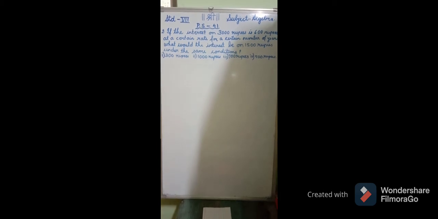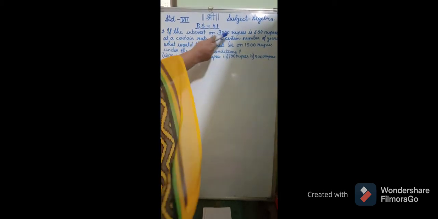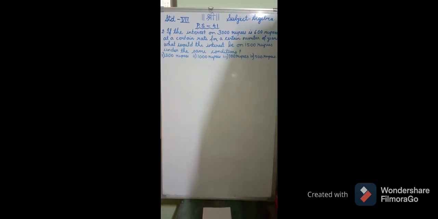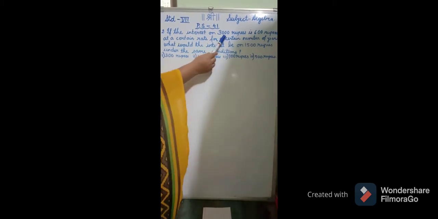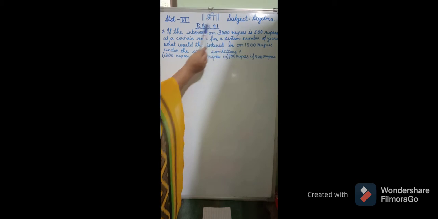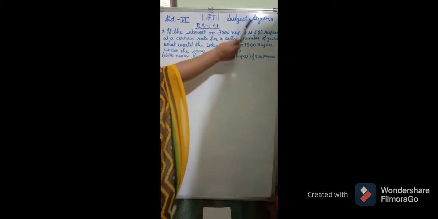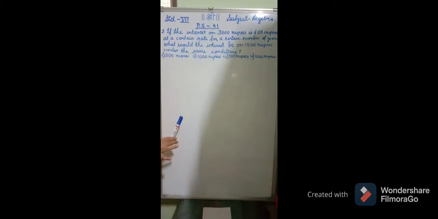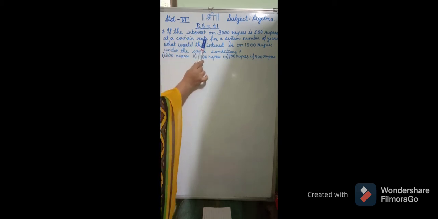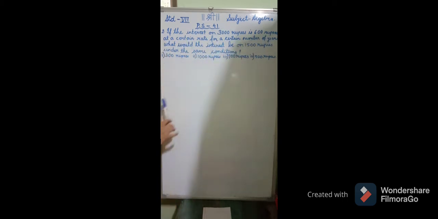That is, if the interest on 3000 rupees is 600 rupees, this will be the principal. On this principal, how much interest are we getting? 600 rupees. Understood? At a certain rate for a certain number of years. Means we don't know the rate of interest and we don't know the number of years. Means R and T we don't know in this first condition. Now we'll see what they are telling us to find in the second condition.